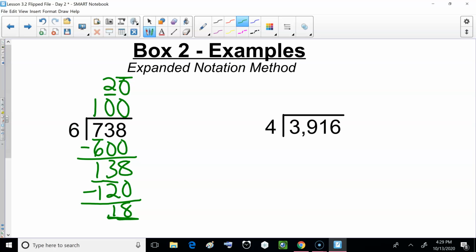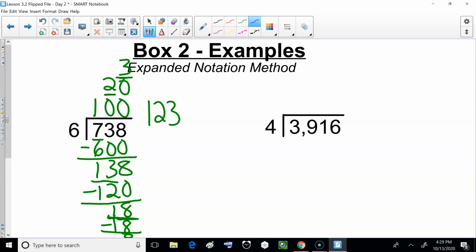Well, 6 times 1 is 6, 6 times 2 is 12, 6 times 3 is 18. That would be it, 6 times 3. 18, and I'm going to subtract to get a remainder of 0. So now I can't leave it like that because it's just a bunch of numbers that are staggered. 738 divided by 6 equals 123.